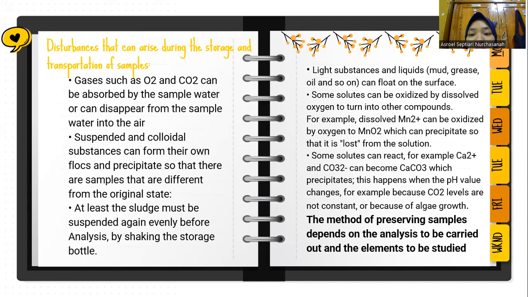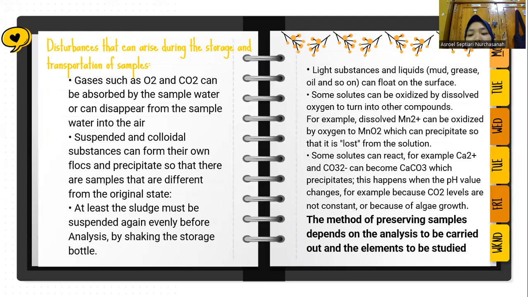Substances like liquid, mud, gases, oil, and sweat can float on the surface. Some solutes can be oxidized by dissolved oxygen to turn into other compounds. For example, dissolved Mn2+ can be oxidized by oxygen to MnO2, which can precipitate so that it is lost from the solution.